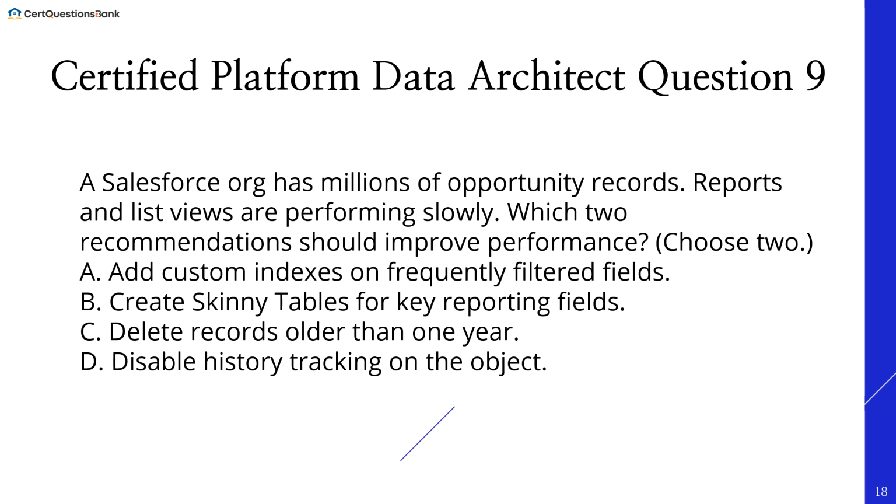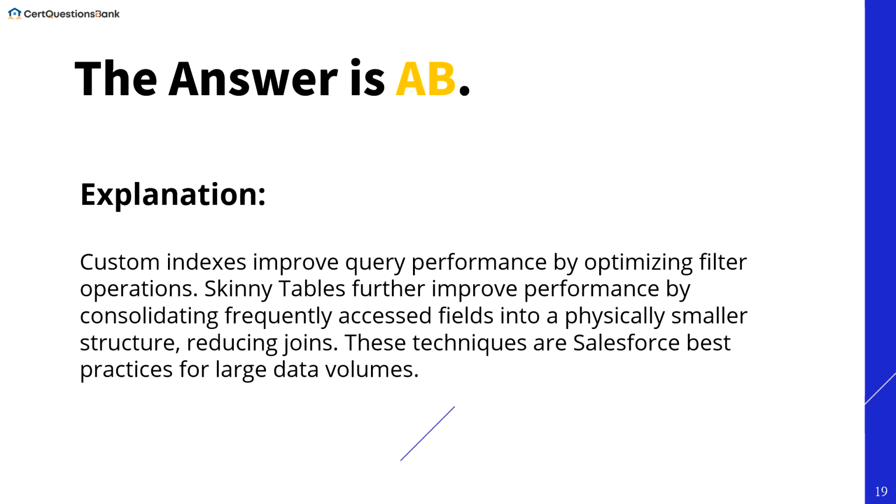A Salesforce org has millions of opportunity records. Reports and list views are performing slowly. Which two recommendations should improve performance? Choose two. A. Add custom indexes on frequently filtered fields. B. Create skinny tables for key reporting fields. C. Delete records older than 1 year. D. Disable history tracking on the object. The answer is A and B.